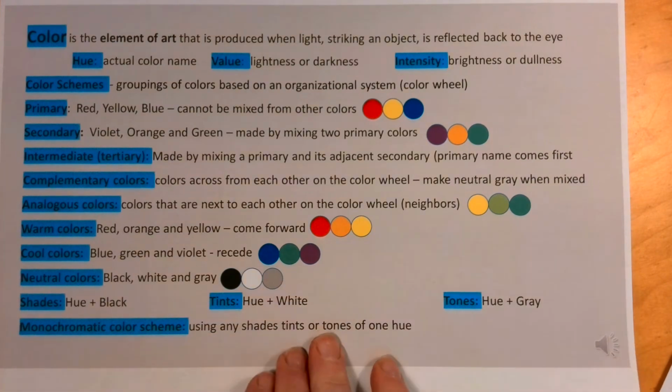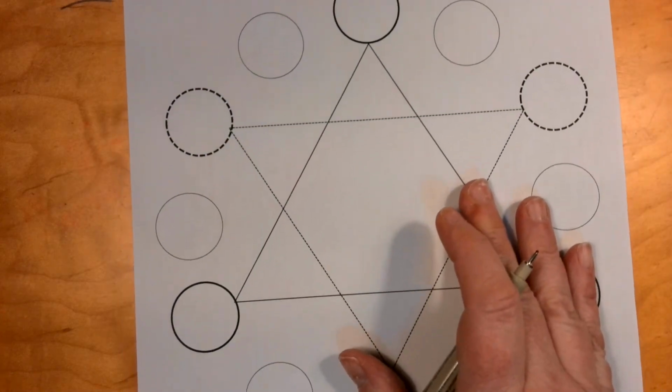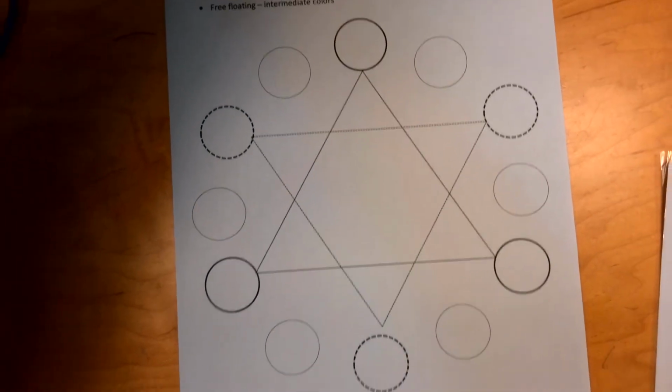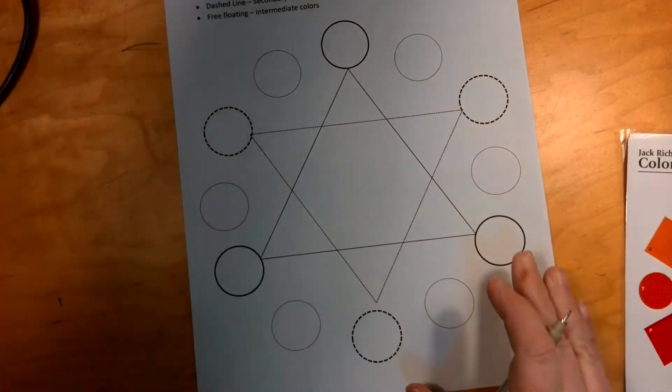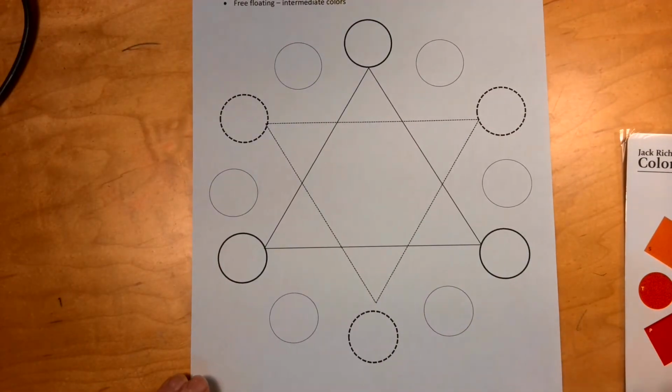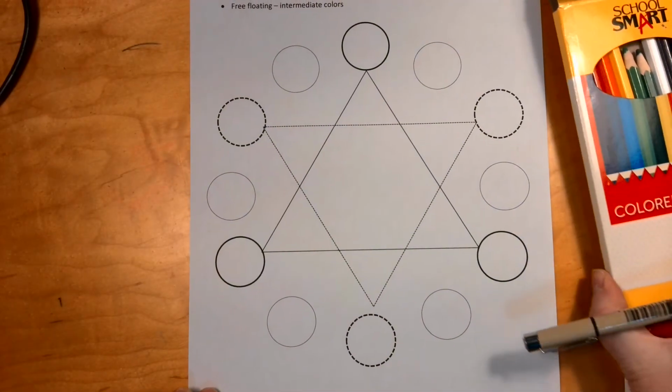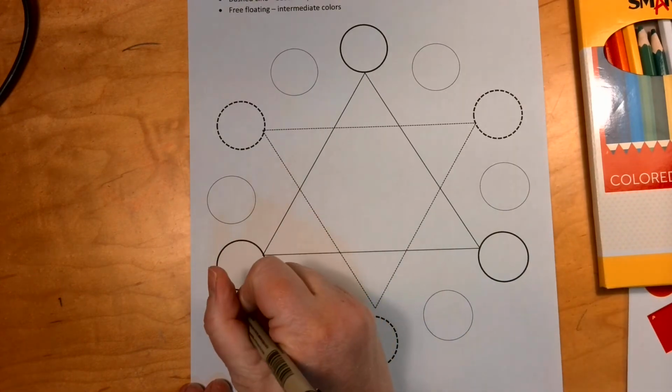Let's just review. So now we're going to color this color wheel. First, let's label it and color all of the colors that we actually have in our box of color pencils. So here's how I want you to label it.